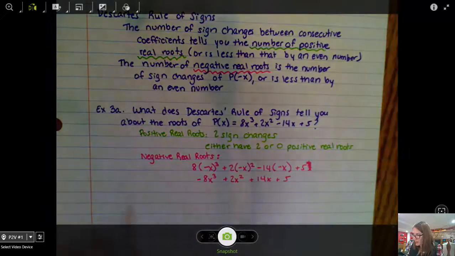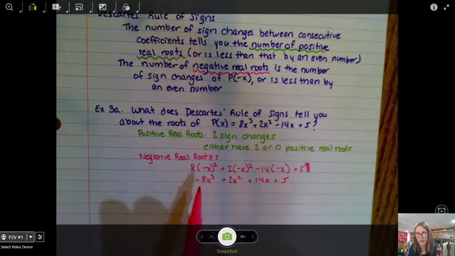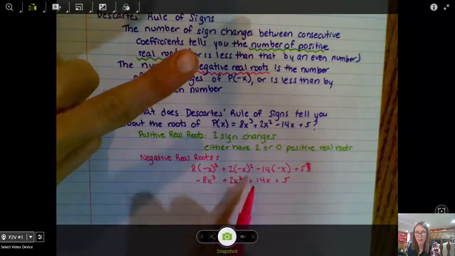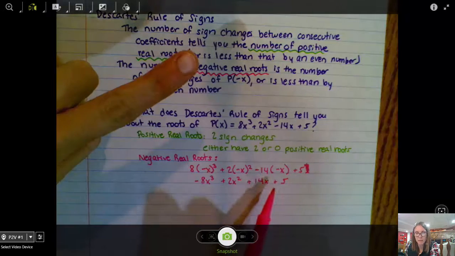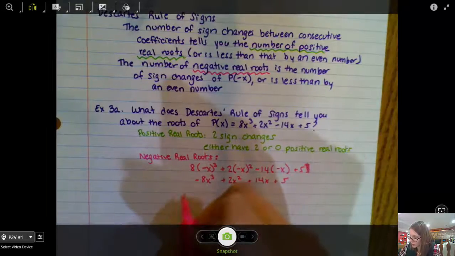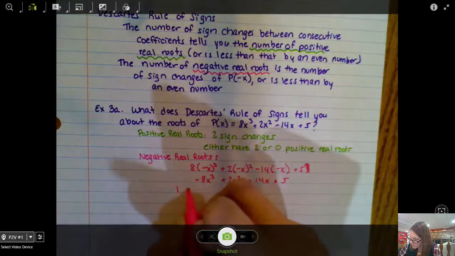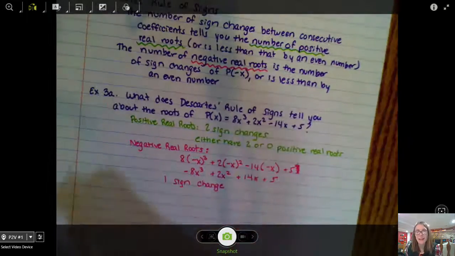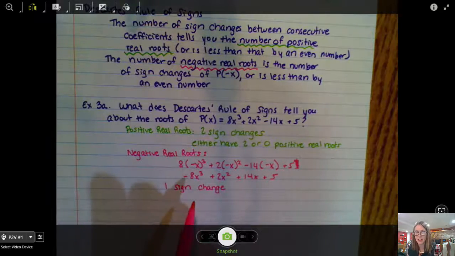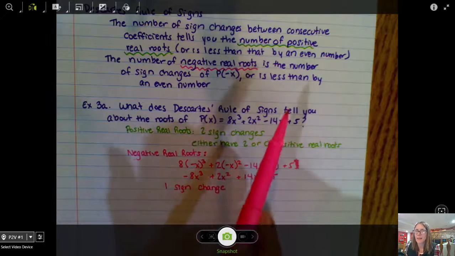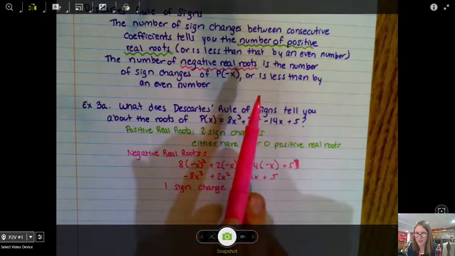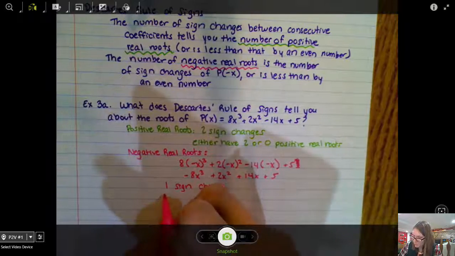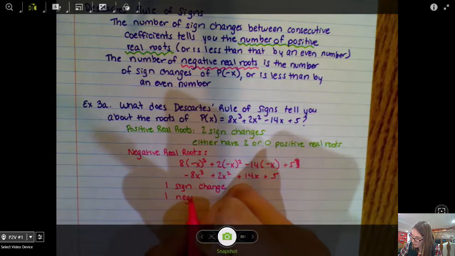Let's count up our sign changes. I start off with a negative coefficient, and then I go to a positive coefficient. So that's one sign change. My next coefficient's positive, my next coefficient's positive. So we have one sign change. Now again, we either have one sign change or an even number less. Since our even number less would be negative 1, we can't have negative 1 roots. That means we have one negative real root.